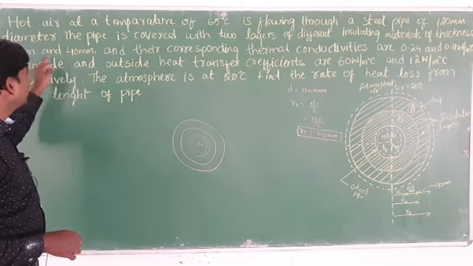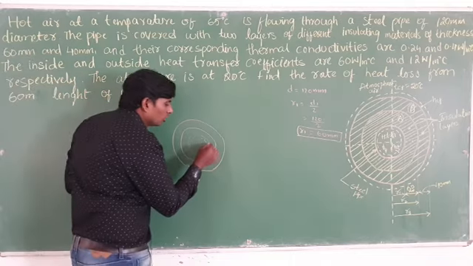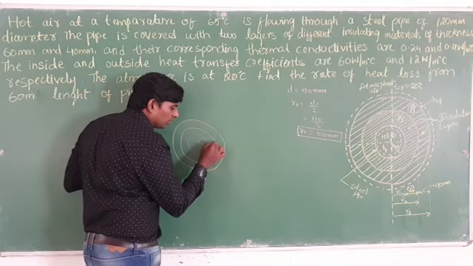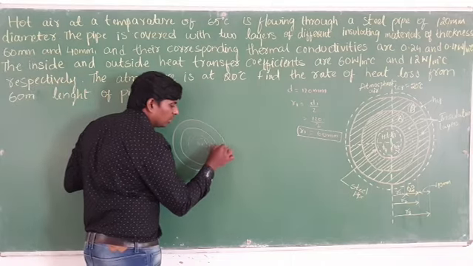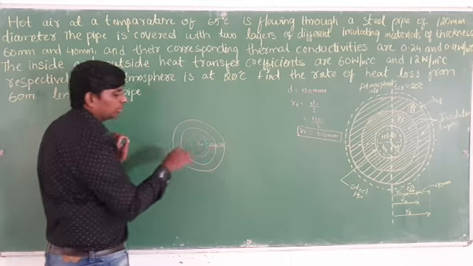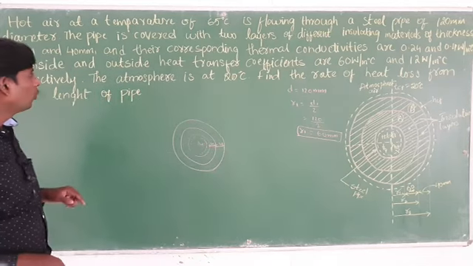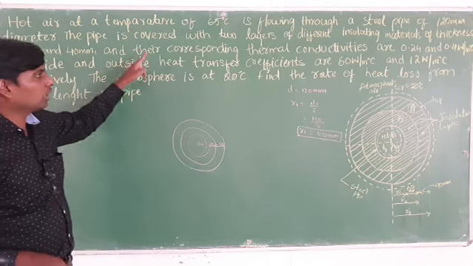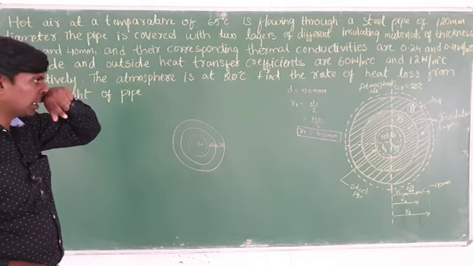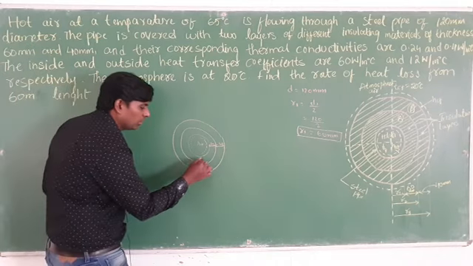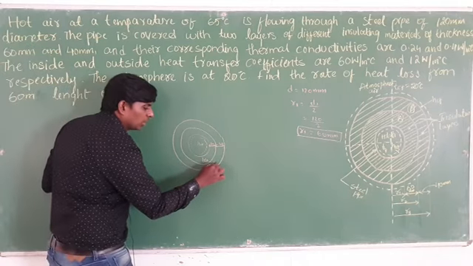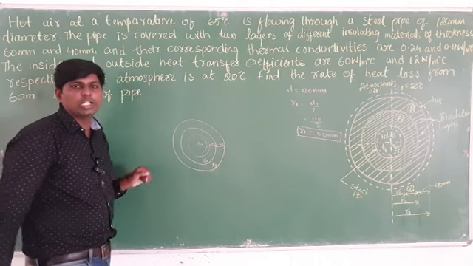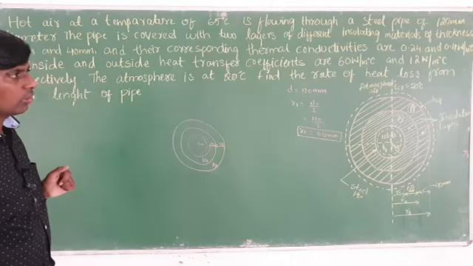Now, 60 mm and 40 mm thickness are given. So here, to here, not the diameter, 60 mm is given, and this one is equal to 40. The first one is 60 and the second one is 40 mm, and their corresponding thermal conductivity. Corresponding thermal conductivity means the Ka value is given and the Kb value is given.